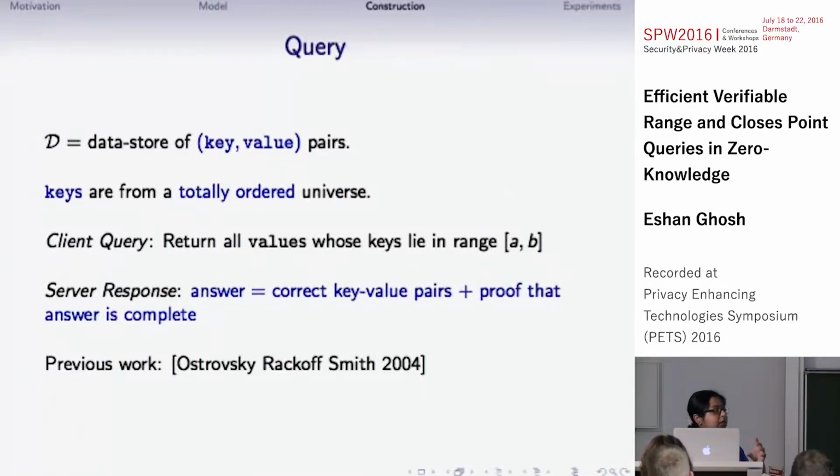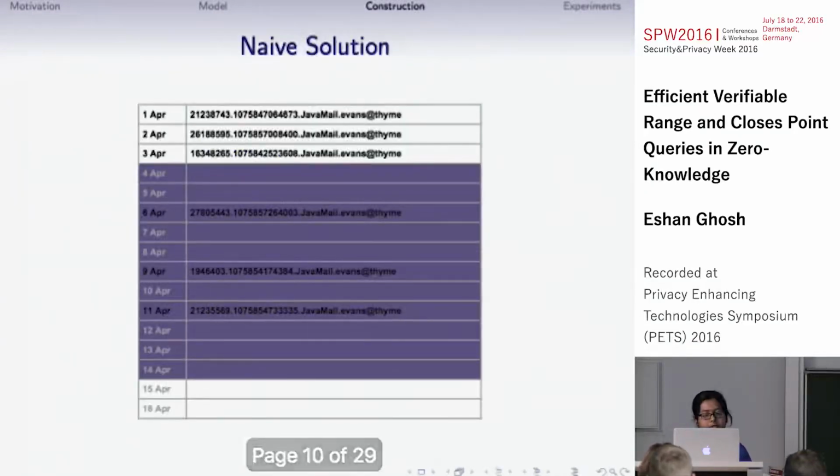If you think of the email record, that was an example of a range query. This problem was studied by Ostrovsky, Rackoff, and Smith in a slightly stronger two-party model in 2004. But this result was mostly of theoretical interest, and there has not been much progress after that. So, let's take a moment and try to understand why this is difficult to do.